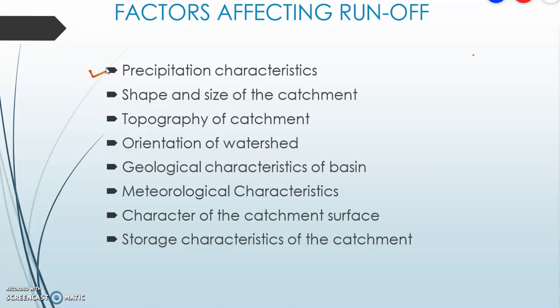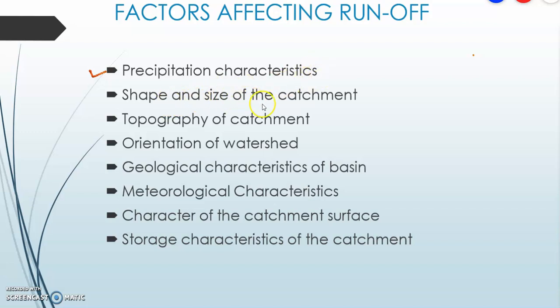In case of precipitation, if the rainfall intensity is high, as you know, it has a connection with the infiltration. If the rainfall intensity is high and infiltration is less, more runoff will be generated, and we will observe more peak at the outlet.